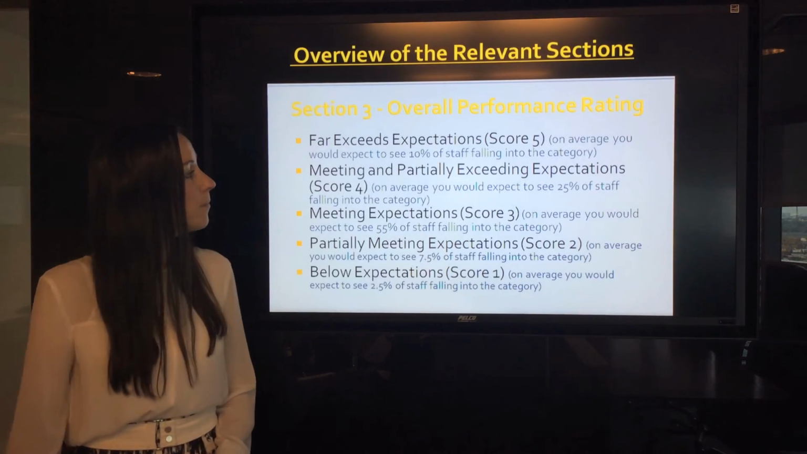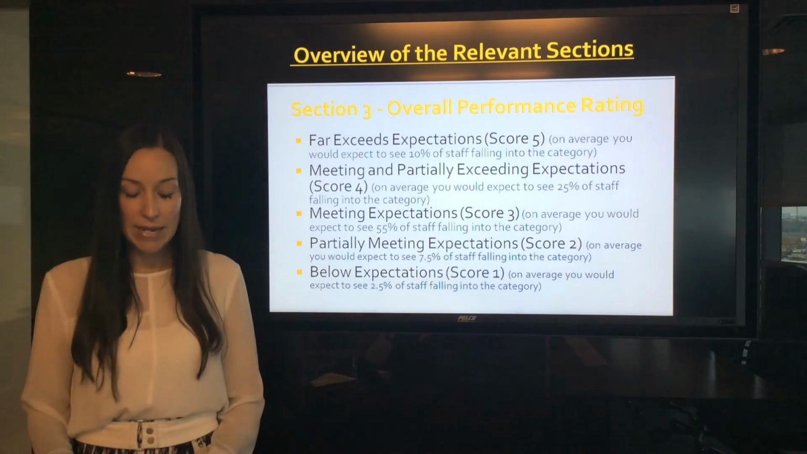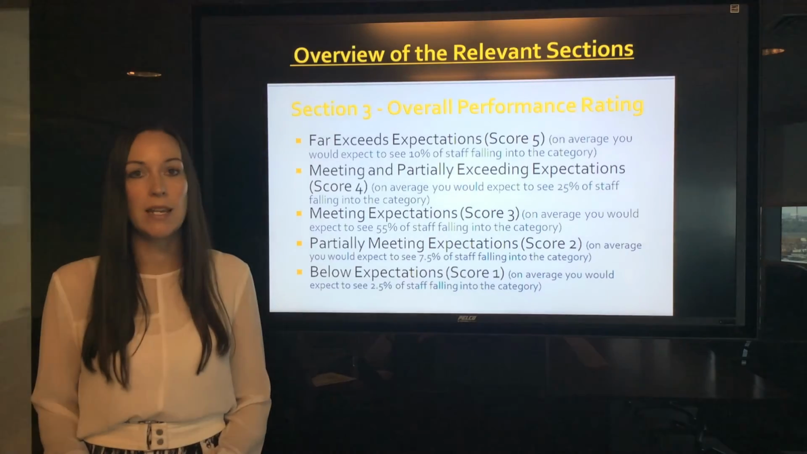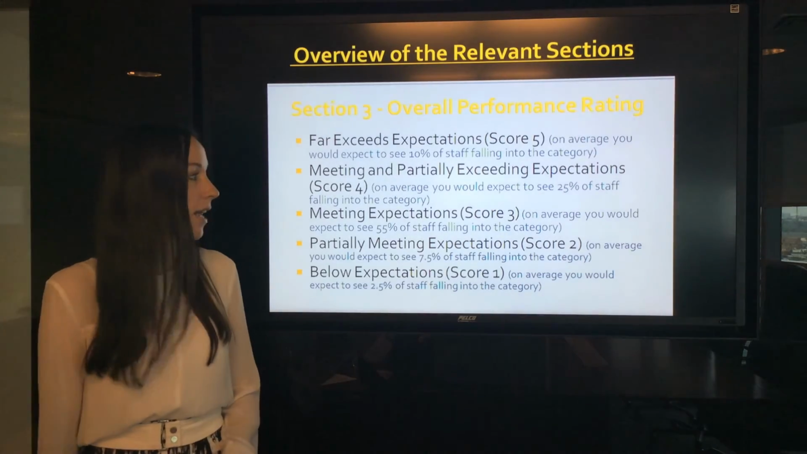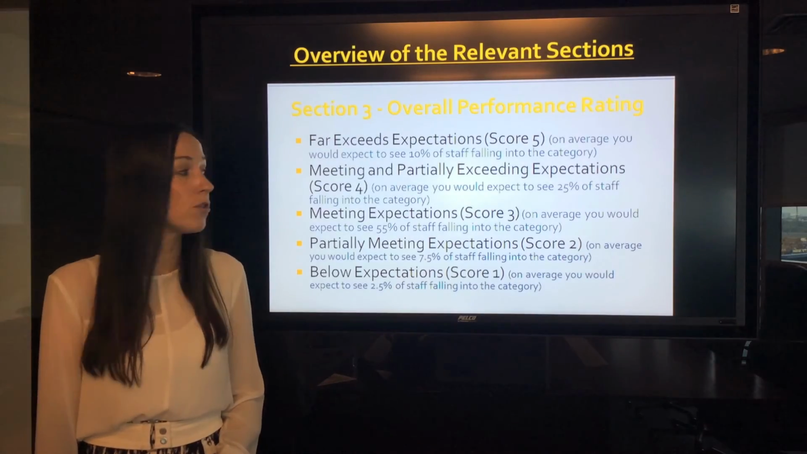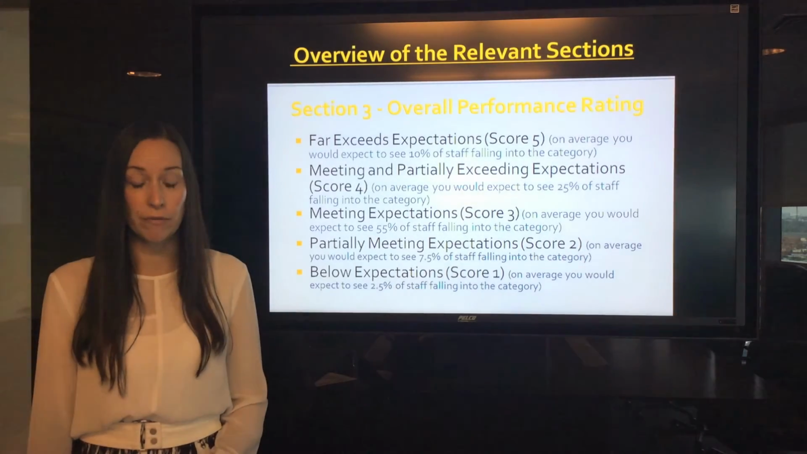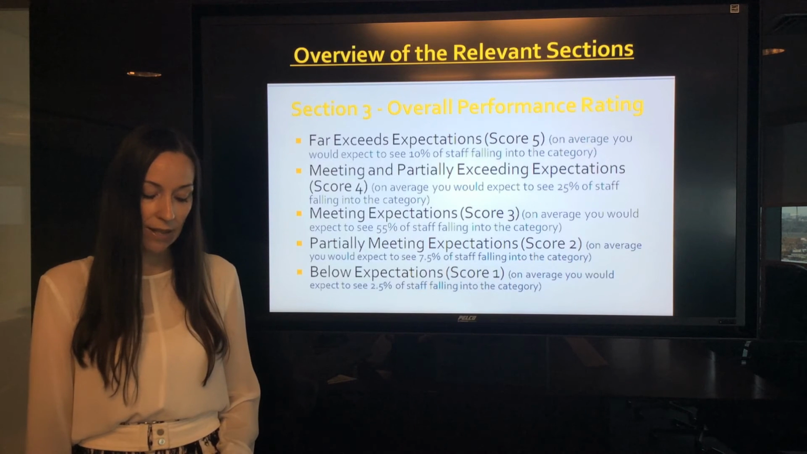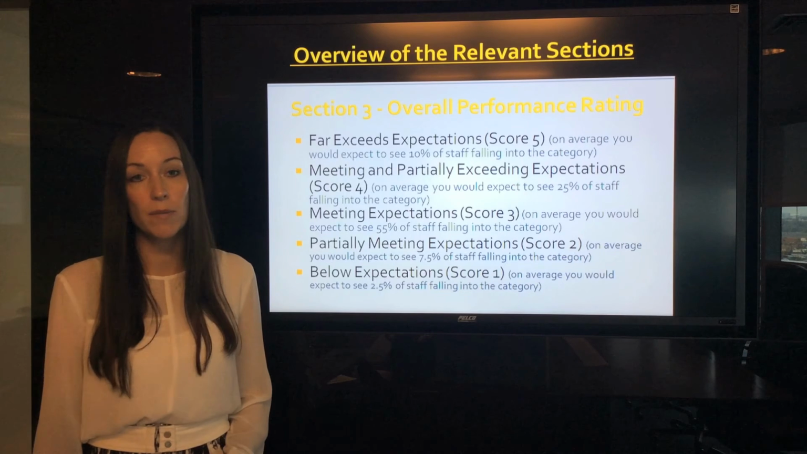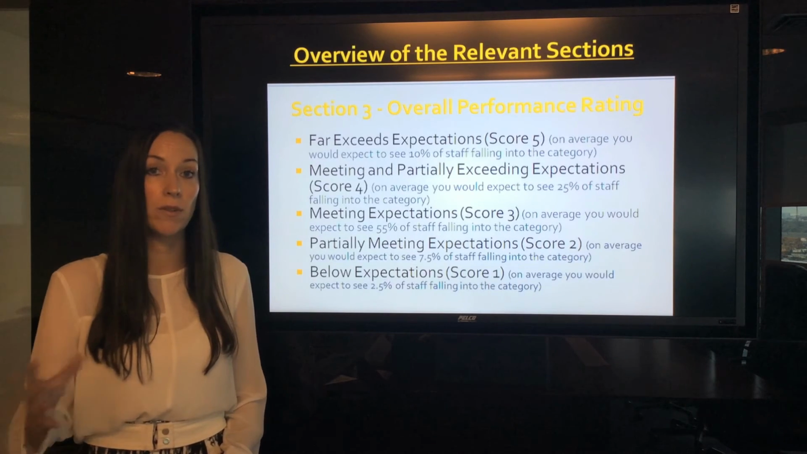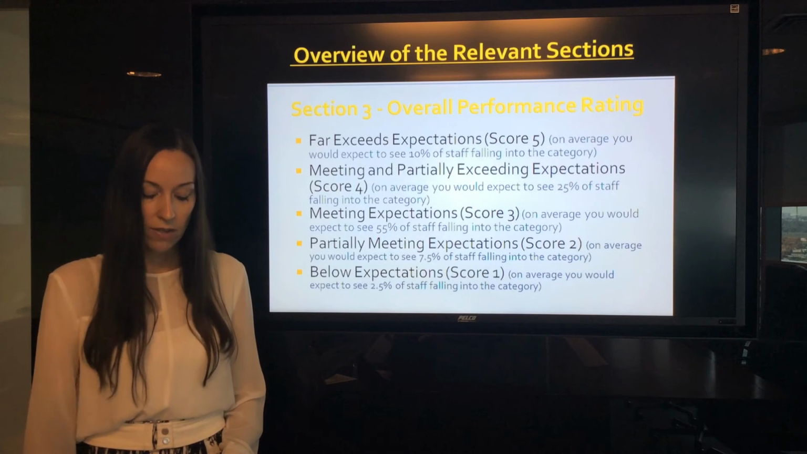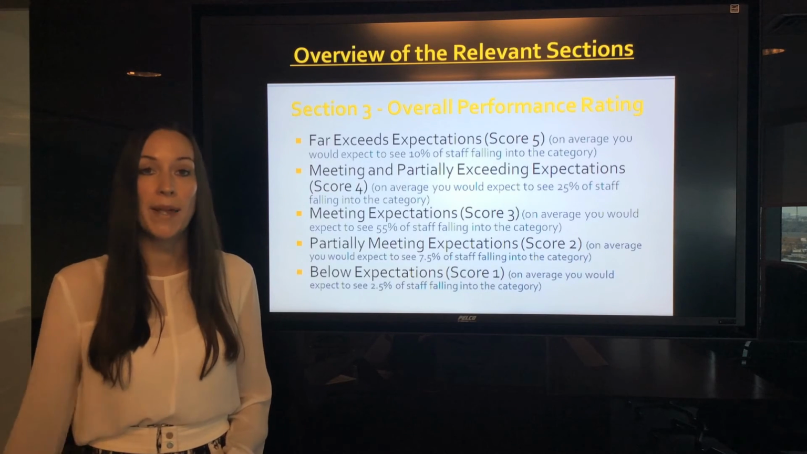Okay? A score of 4 is meeting and partially exceeding expectations. Now, again, on average, you would see slightly more people falling into this category. So we would look for about 25% of our workforce to be scored a 4. Now, what a 4 means is that they have exceeded their overall performance standards, they have exceeded the performance objectives in key aspects, so some, but not all, and they have required less support than expected or planned from their manager in their role.